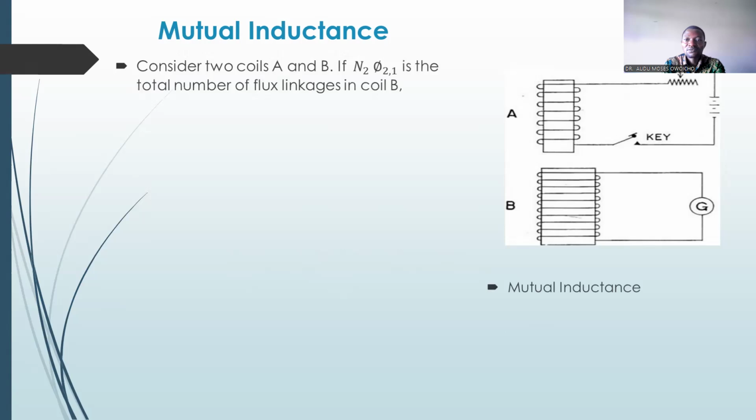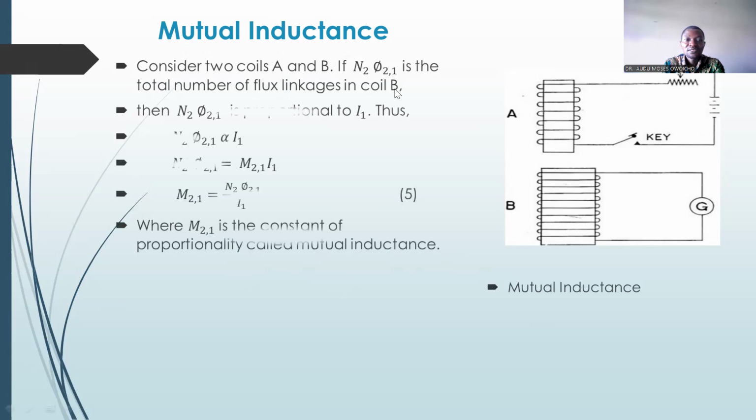Let's consider two coils, A and B. If N2 psi is the magnetic flux of the second coil with respect to the first coil, which is the total flux linkage in coil B, then we can apply the same procedure we used for self-inductance, and we'll get the mutual inductance of the second coil with respect to the first coil to be equal to the number of turns in the second coil, times the magnetic flux in the second coil with respect to the first coil, over the current flowing in the first coil. This is given in equation 5.